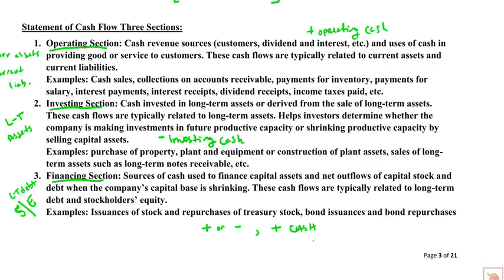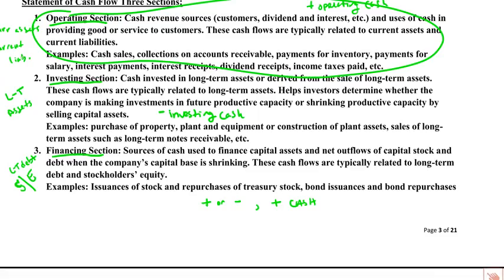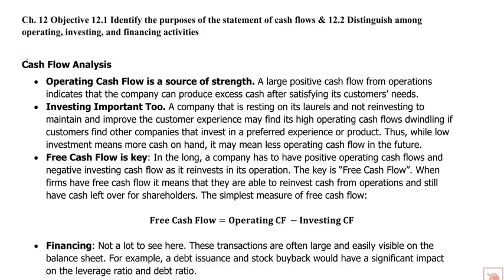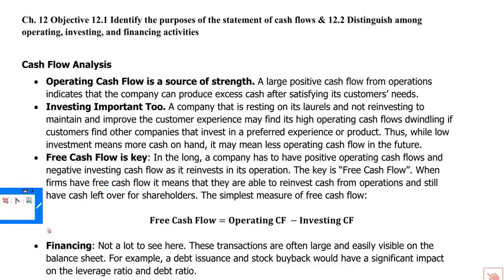Okay, so three sections. And from a perspective of analysis, the operating section, you want to see a large positive cash flow coming out of the operating section. So operating cash flow is a source of strength for the company. If a company has negative operating cash, there's really not a lot of things you could do to help it except find ways to make its operating cash flow positive.